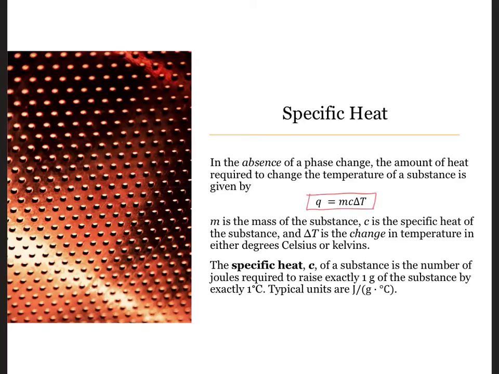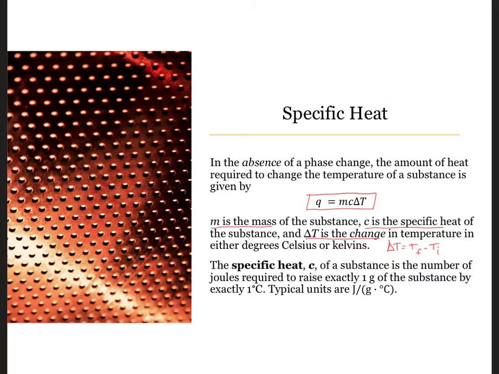where m is the mass, c is the specific heat, and delta T is the temperature change calculated as final temperature minus initial temperature. Since the Celsius and Kelvin temperature scales are offset by a constant factor, the difference between two temperatures measured in Celsius or two temperatures measured in Kelvin will be the same.